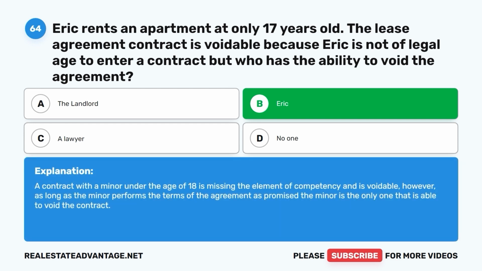A contract with a minor under the age of 18 is missing the element of competency and is avoidable. However, as long as the minor performs the terms of the agreement as promised, the minor is the only one that is able to void the contract.